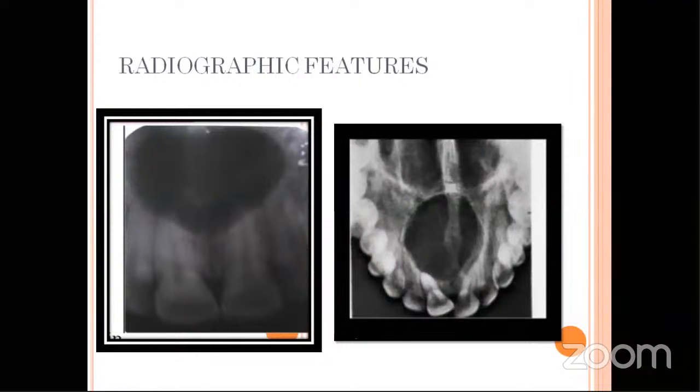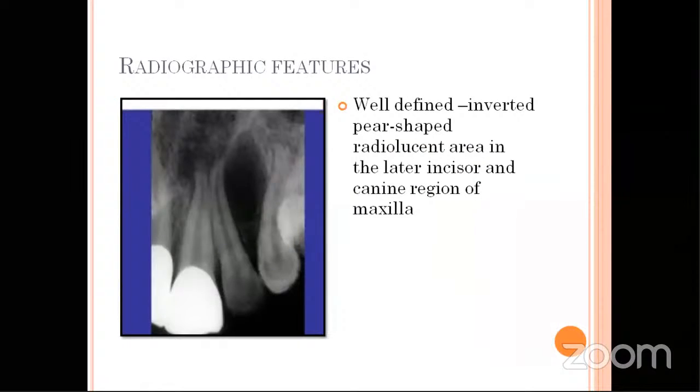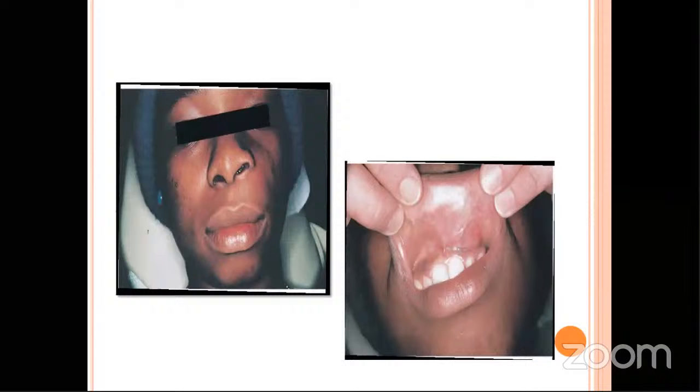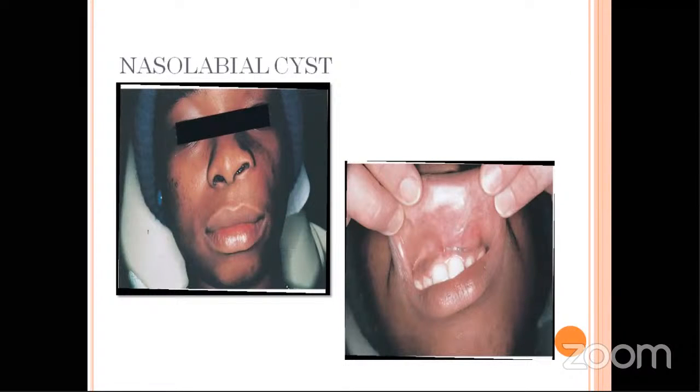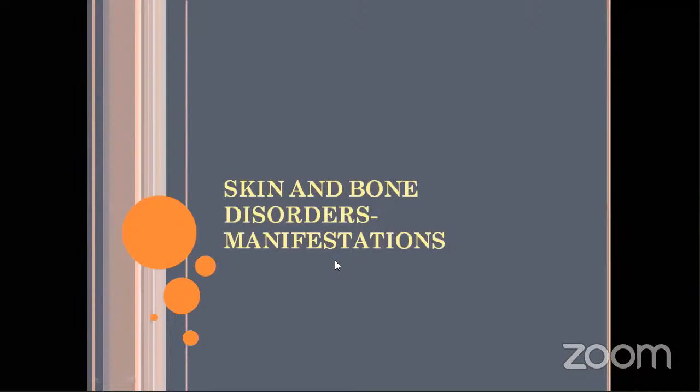So these are some of the radiographic pictures of the same. These are all the pictures of the nasolabial cyst causing obliteration of the nasolabial fold. An occlusal view of the nasolabial cyst is taken. There will be pronounced posterior convexity. Okay.